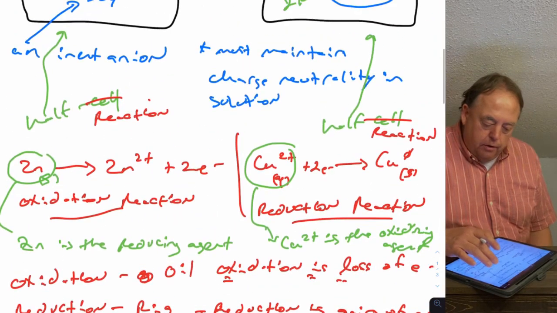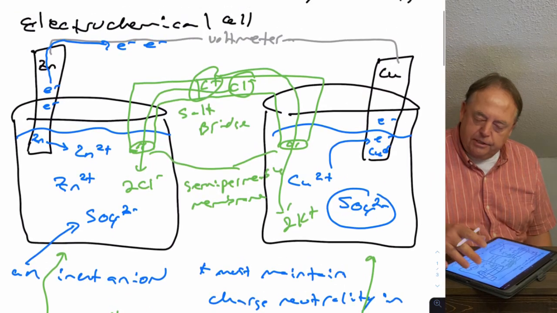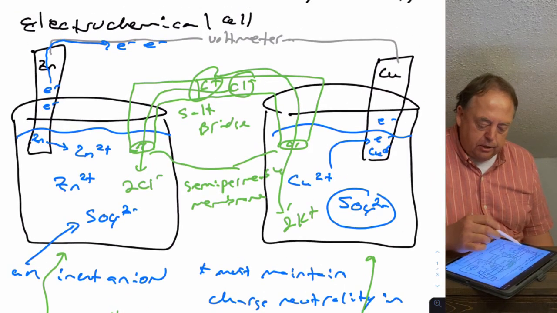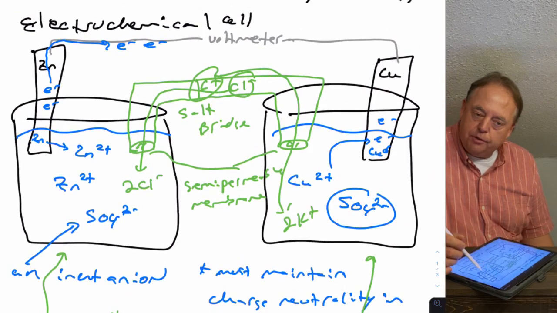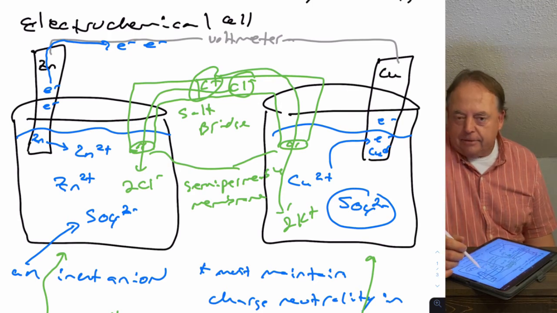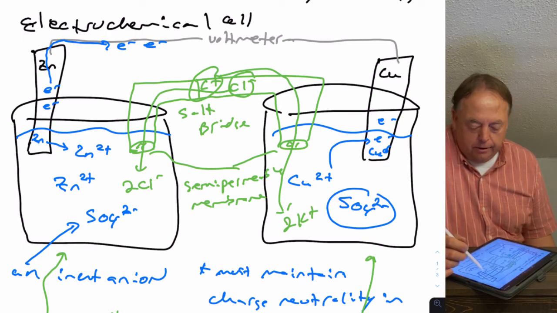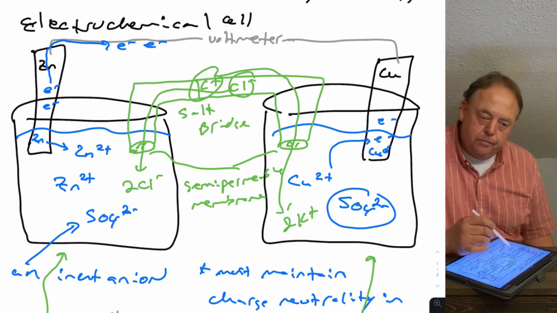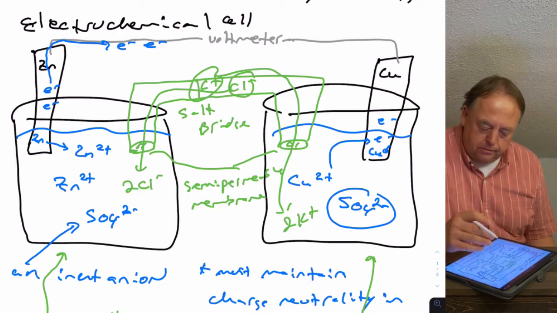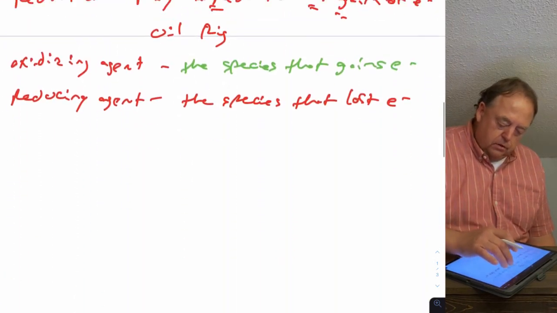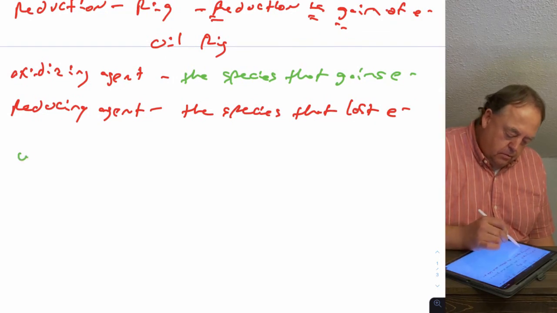Okay, so how do you know in a cell like this which way it is going to run? How do you know that zinc is going to lose electrons to copper 2+? How do you know it's not going to go the opposite direction? How do you know that copper is not going to lose electrons to zinc 2+, and zinc would come out of solution?